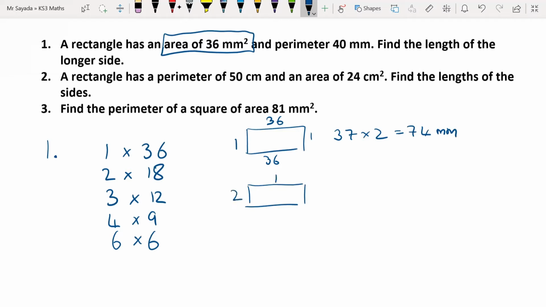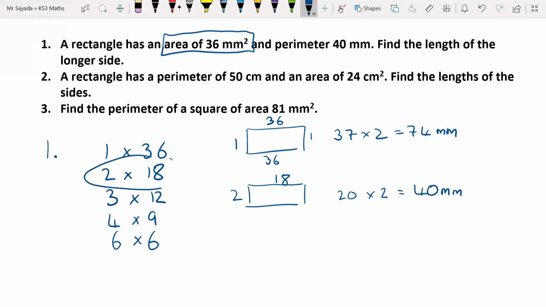So we've got 2 and 18. Please work out the perimeter of that rectangle. Pause the video while you do that. You should have now worked out the perimeter of this rectangle. So 2 plus 18 is 20, and 20 times 2 is 40. Oh, we've got it. So you know what? I'm just going to stop there. I've got it. That's the answer.